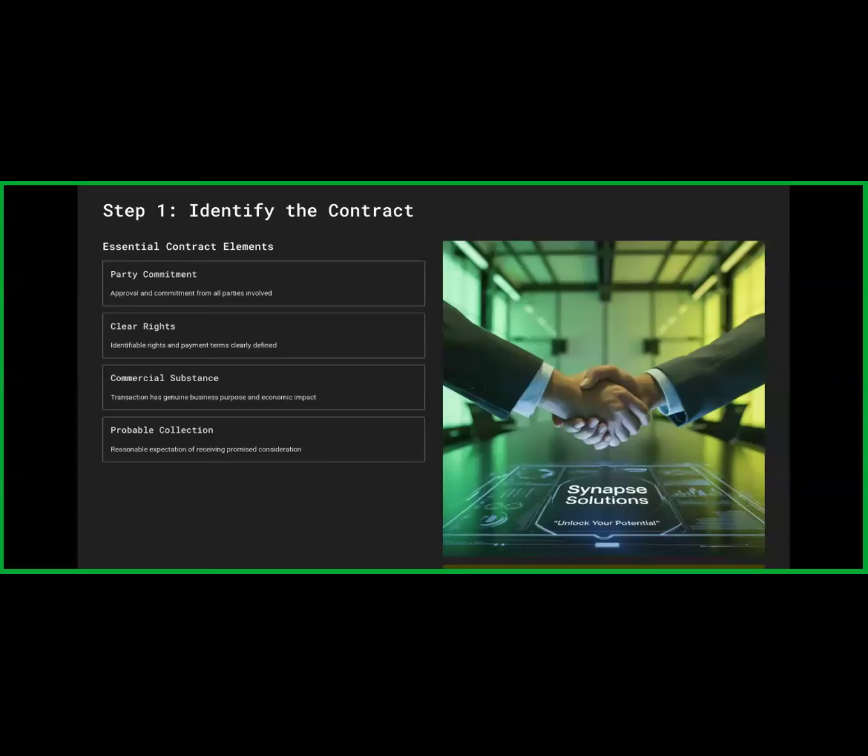Second one is the clear rights. Whatever is written in the contract should be clearly mentioned, or we can say the rights and payment terms are clearly defined. What are the rights of the company, and what are the different rights of the customers getting into the contract? We can see the payment terms: what is the date of payment, what is the price of the product? All these things should be clearly mentioned in the contract.